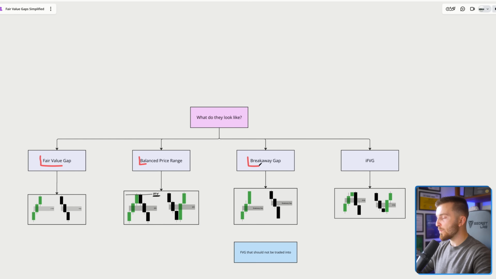We have the breakaway gap, which is important because sometimes we will expect a market to trade into a fair value gap, and all of the signs were in the fact that we are trying to trade a breakaway fair value gap. And then we have the inverted fair value gap, which is just like the balanced price range, a very important fair value gap to take into account at very key higher time frame levels.